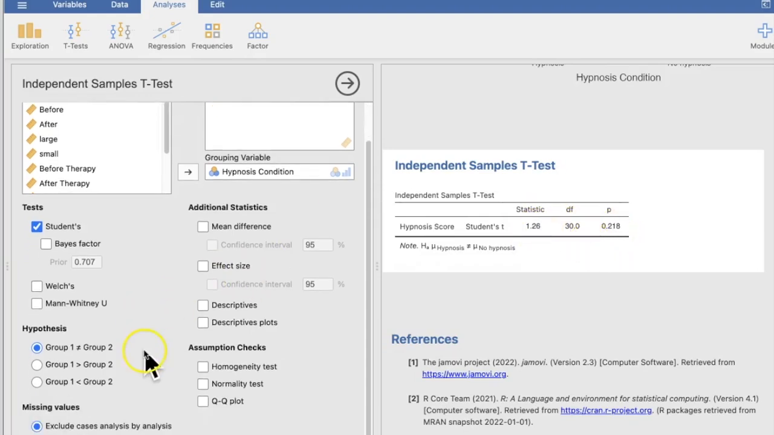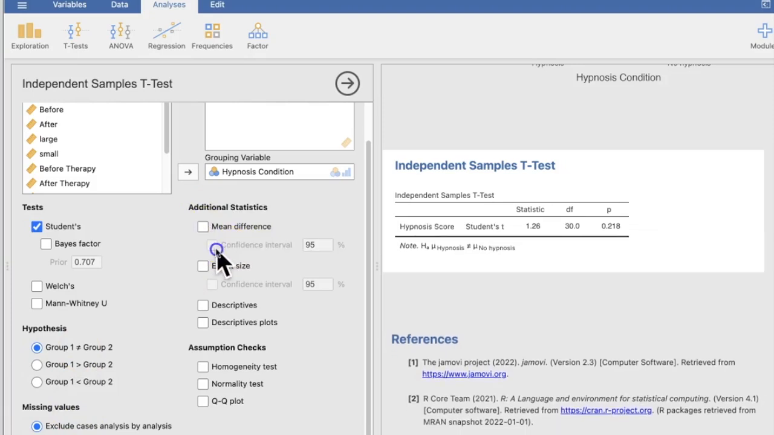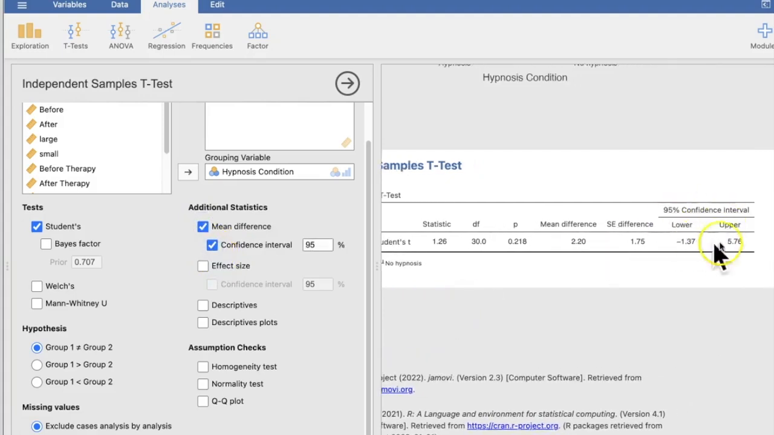Here in the menu, you don't mess with this section, just leave it as Student's. The hypothesis is going to be 2-tailed. We just want to see if there's a difference. Do not mess with missing values. In additional statistics, we're going to click mean difference and confidence interval. This one won't become available until you select mean difference. So mean difference, confidence interval, and now it's here.